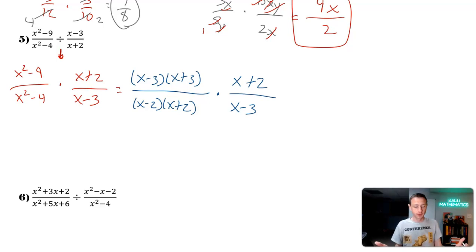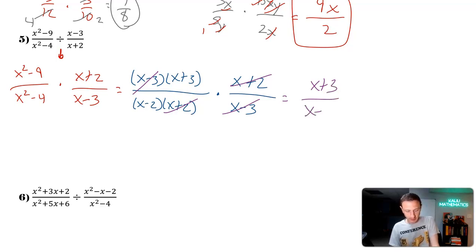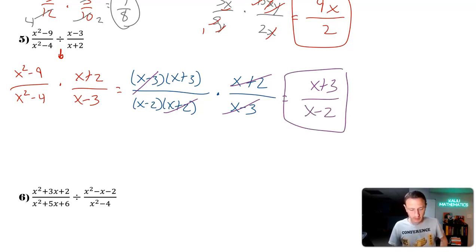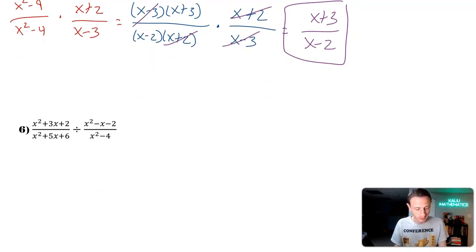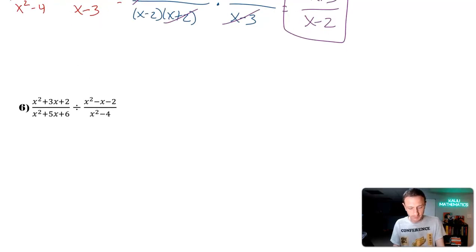Now, it's a multiplication of rational expressions problem. So we can start to simplify. The x minus 3's cancel. The x plus 2's cancel. What am I left with? I am just left with a factor of x plus 3 over a factor of x minus 2. So there we go. Understand the process of division: change to multiplication, take the reciprocal, and then you're good to go with your understanding of multiplying rational expressions.